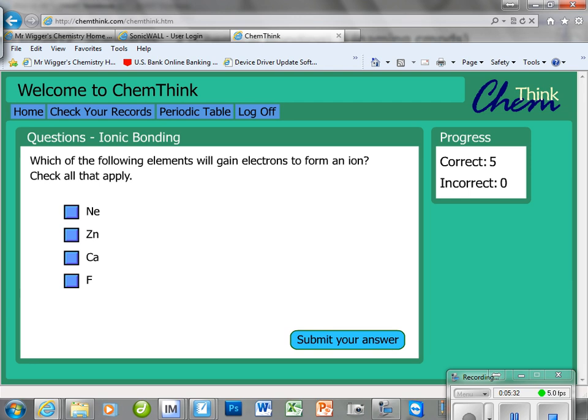All right, next, which of the following elements will gain electrons to form an ion?